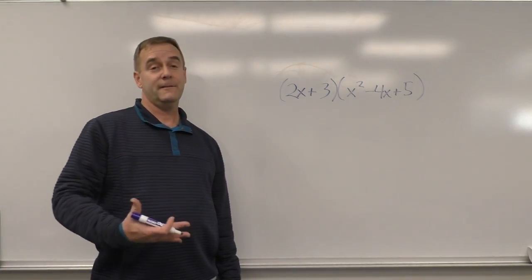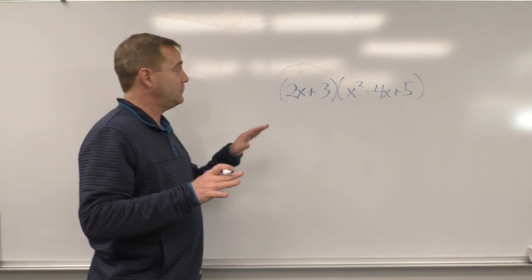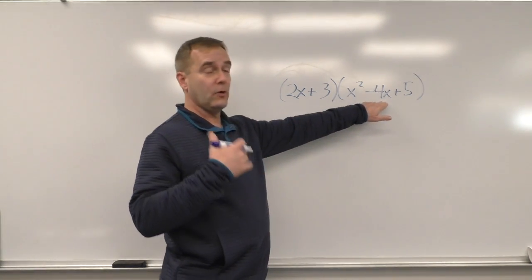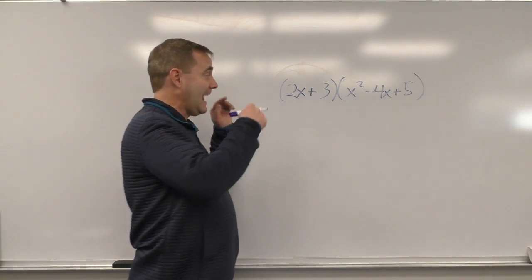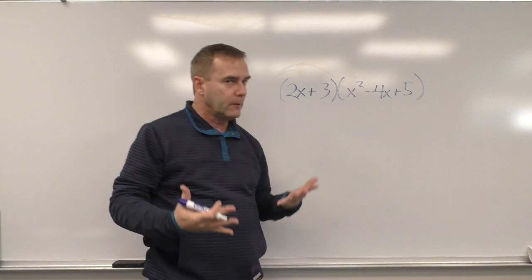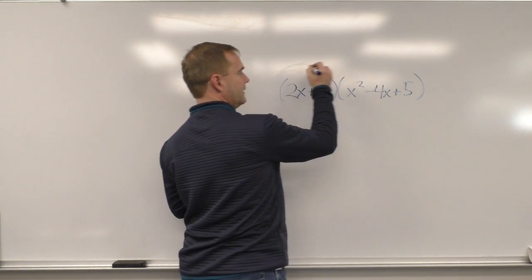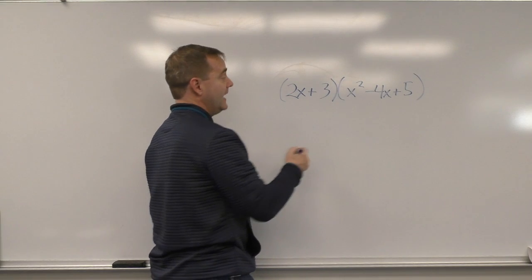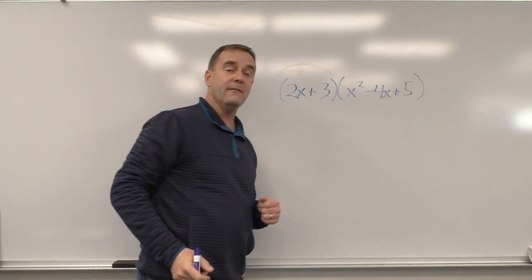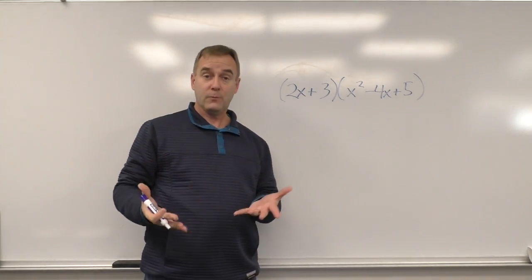Now, what makes this one difficult and challenging and time consuming is that by taking 2x plus 3 times x squared minus 4x plus 5, I now have to take everything that's in here times everything that's in here. And if we were rainbowing, that means that we'd be taking the 2x times the x squared and the 2x times the negative 4x and the 2x times the 5 and the 3 times the x squared and the 3 times the negative 4x and the 3 times the 5. And we wind up with 6 different answers that all have to be combined at the end. And that's what we're going to do.